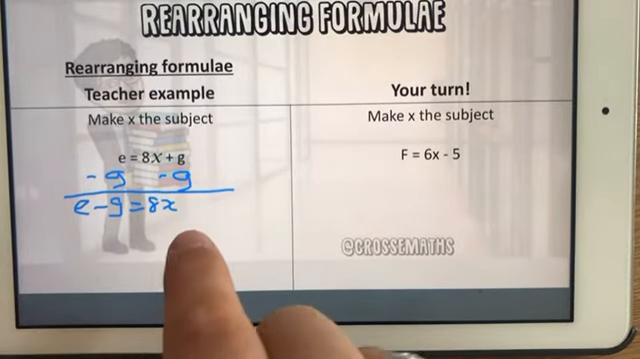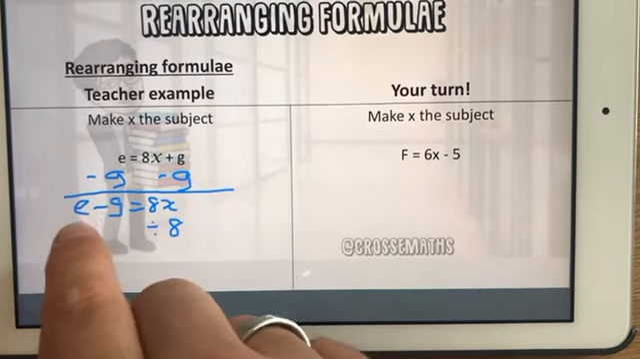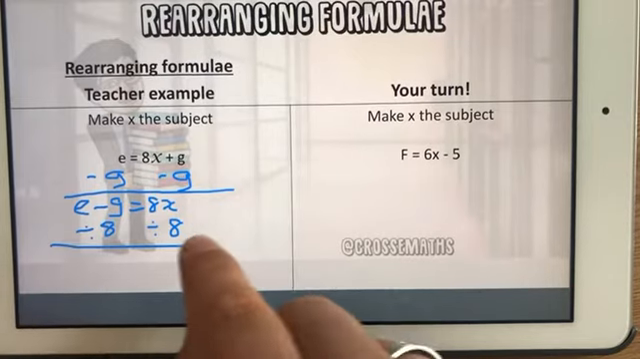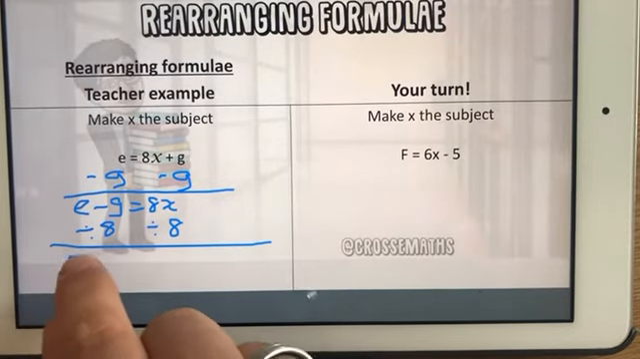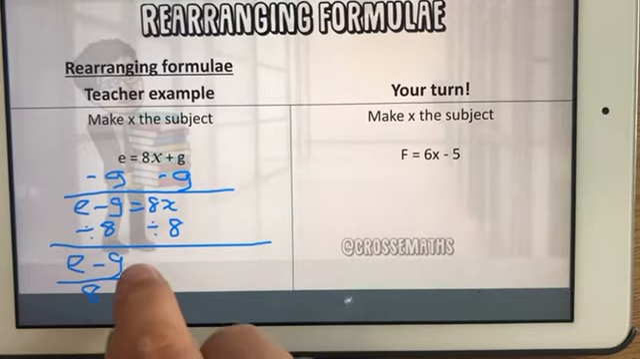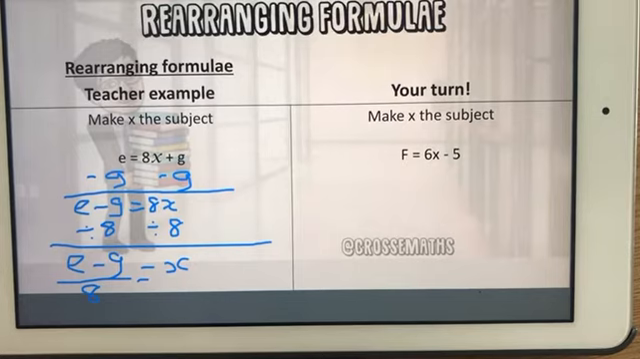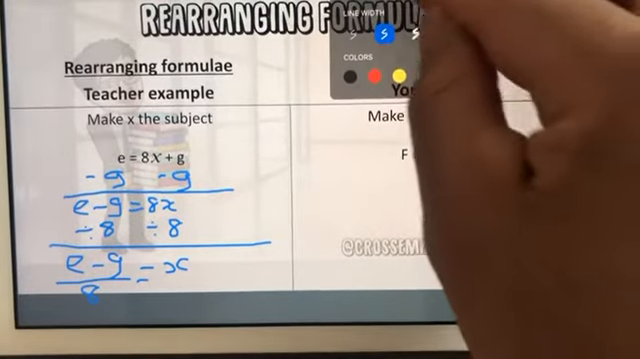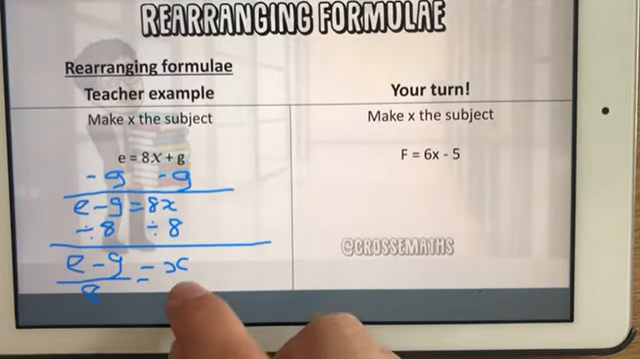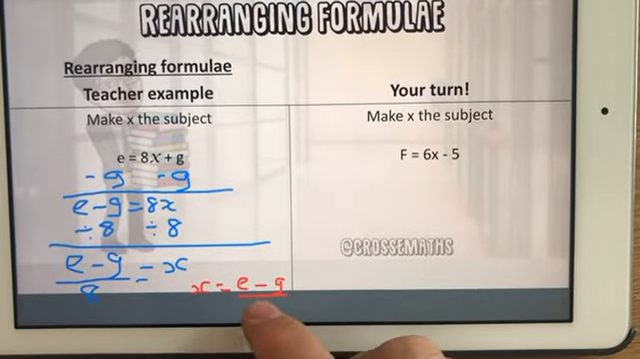I want to get x on its own, so next step, I'm going to do exactly the same as I would for solving equations. I'm going to divide both sides by 8. On the left, I end up with e take away g all over 8. That's how you write divide when you're doing algebra. 8 divided by 8 just leaves me with 1x. So my answer that I'm going to put in red for you is x equals e take away g all over 8.